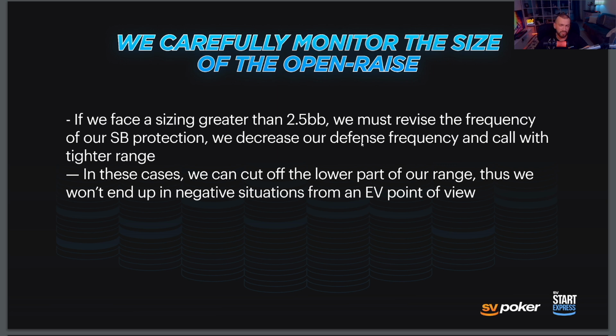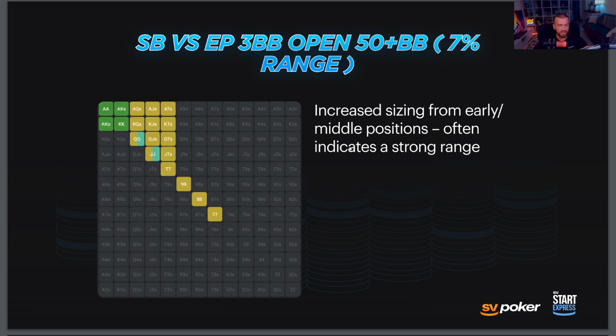So if you see 2.2, it's not that important, but 2.5, let it be a marker for when you should be more careful. Let's see the first range. This is the situation when we see an early position open to 3 big blinds. There are some players who like to open with increased sizing from button and cutoff, trying to steal, but from early positions, increased sizings mean something strong.